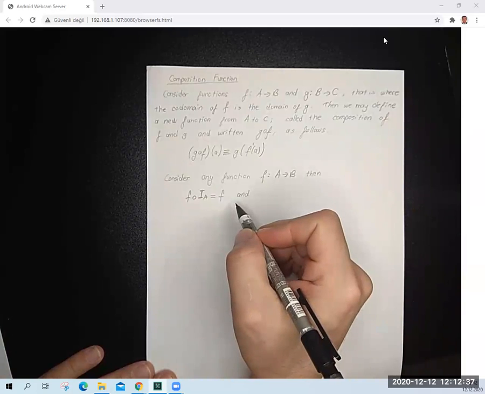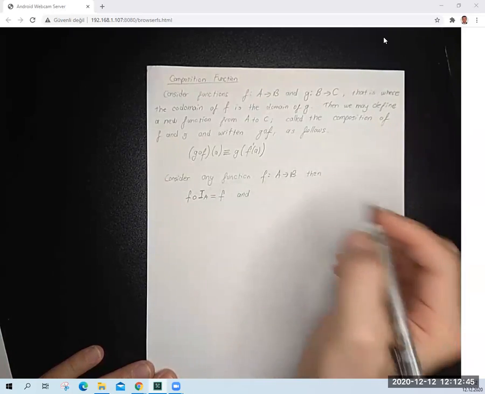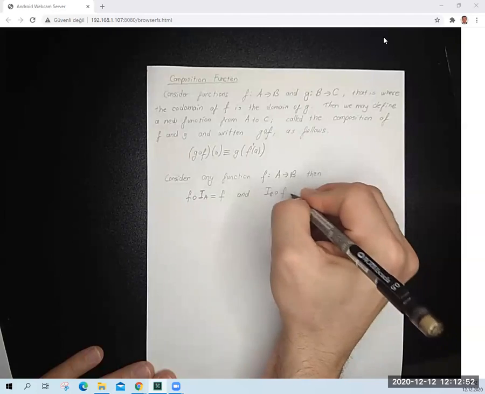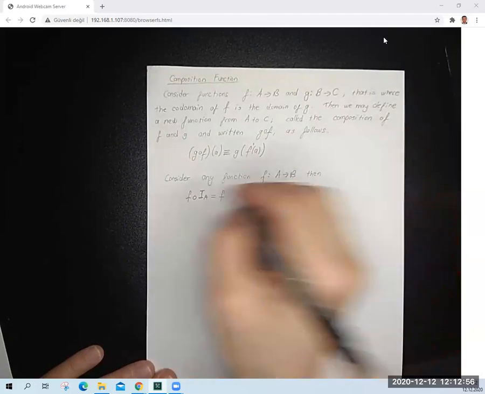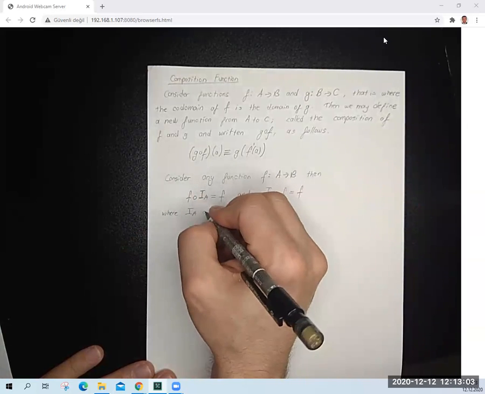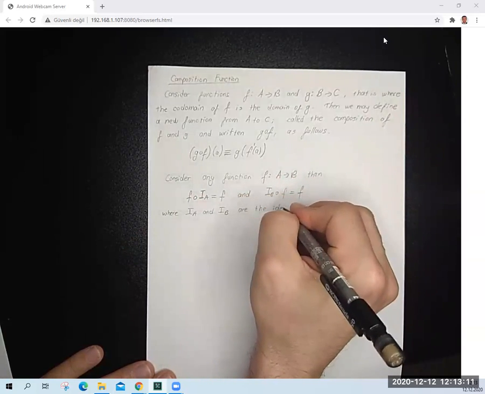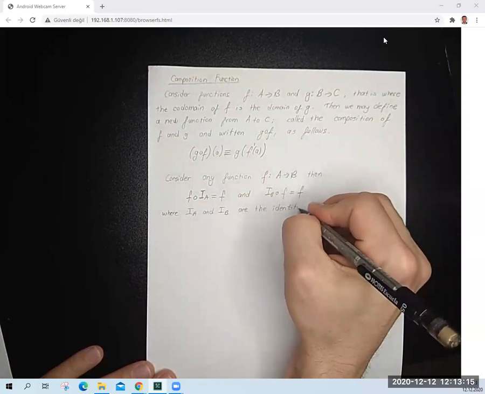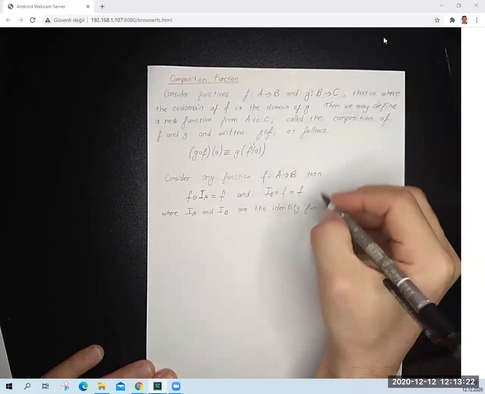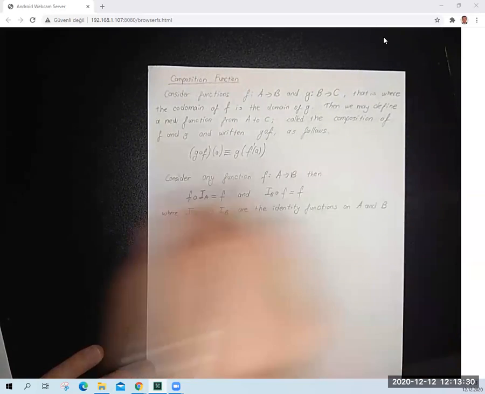Okay, let's write that one. F composition I_A is equal to f, and there is also I_B composition f is equal to f. Then I_A and I_B are the identity functions on A and B respectively.